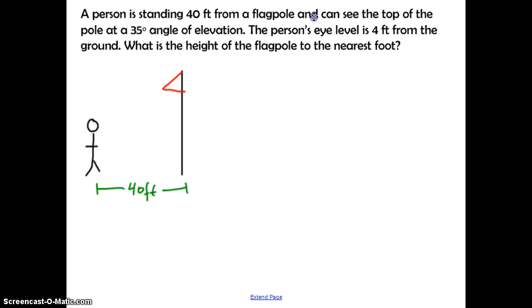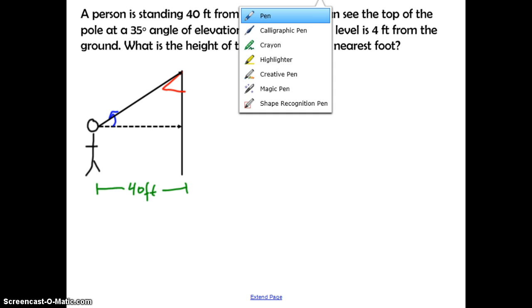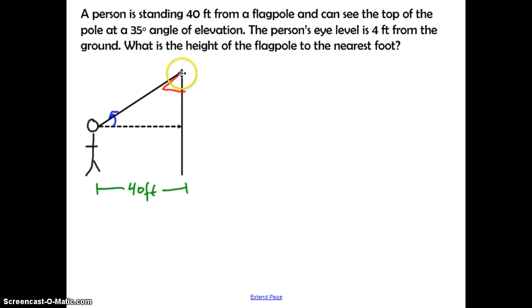Okay. Now, it says the person can see the top of the pole at a 35-degree angle of elevation. So if they can see the top of the pole, that means first, from their eyes, they're going to look straight out. Now it says it's a 35-degree angle of elevation. So we want our man to look upwards so that he can see the top of the pole. So from his eyes, now he can see the top of the pole. And now we just want to focus on this triangle that we've created right here.